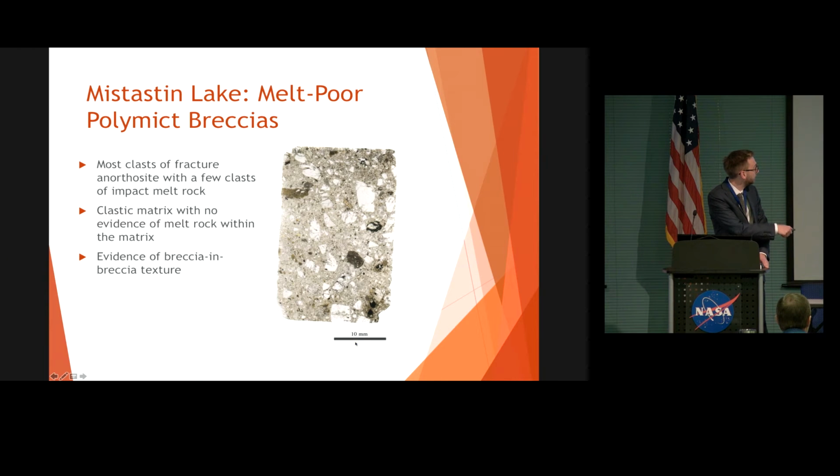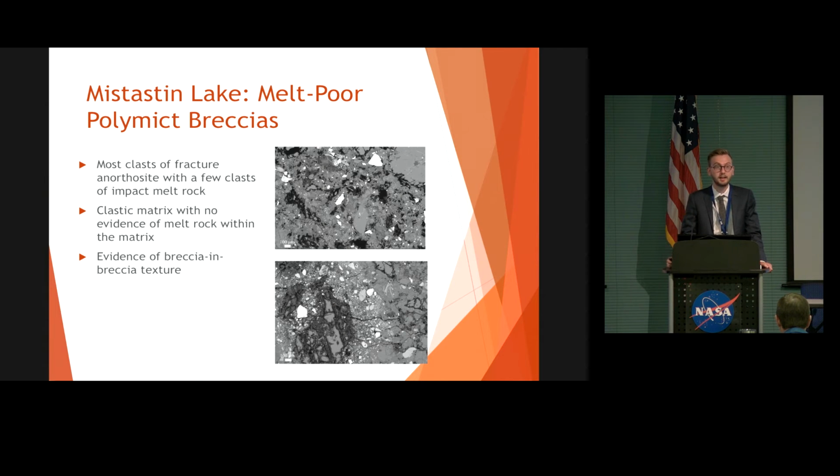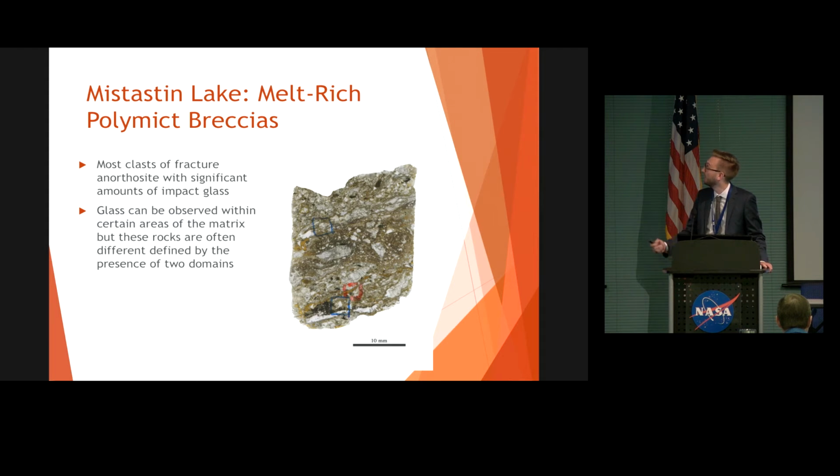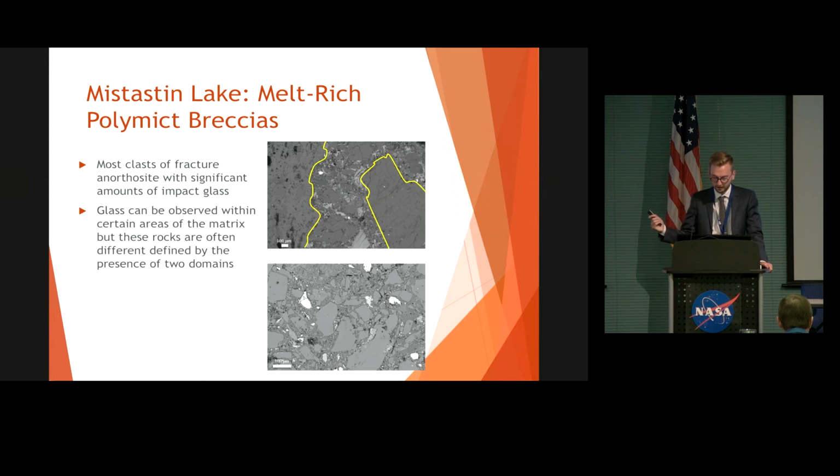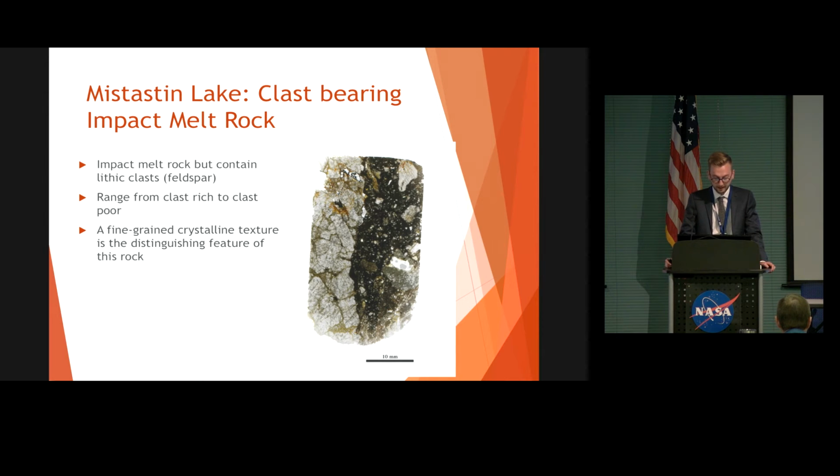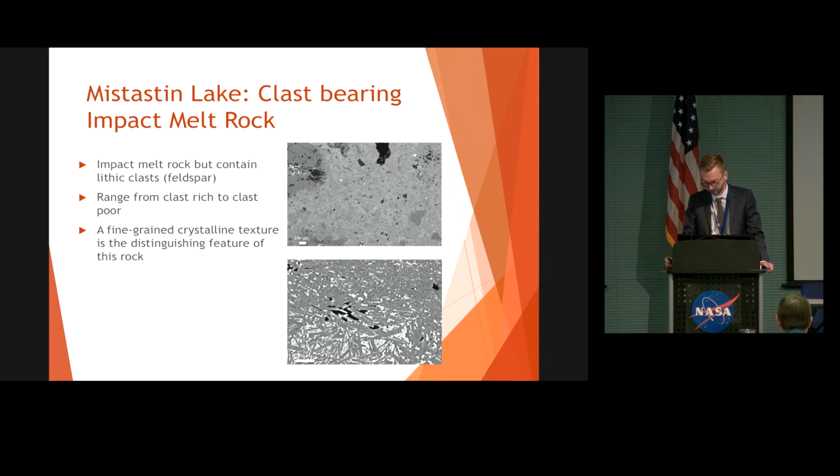Within the melt-poor polymict breccias, we see both anorthosite and melt clasts, but within the matrix, it's mainly clastic and lithic with no melt within the actual matrix as a binding agent. Within the melt-rich polymict breccias, we see, again, anorthosite and melt-rich clasts. However, within the matrix, we do see melt and evidence of a crystalline matrix acting as a binding agent for these breccias. We also see clast-bearing impact melt rock, where the matrix is defined by a fine-grained crystalline texture and is host to clast-rich but also clast-poor breccias.